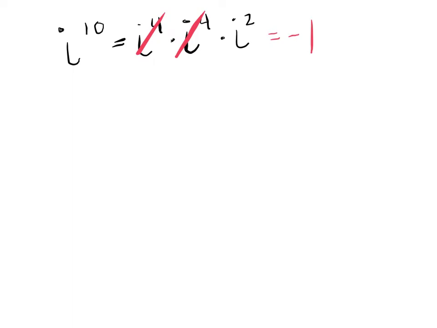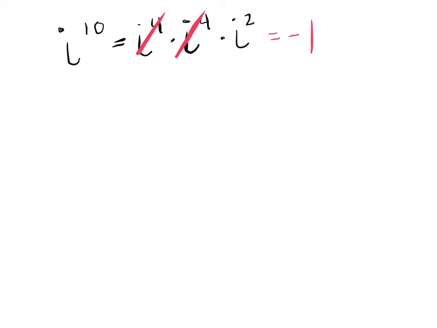So let's say we had i to the, let's start low, the 10th. We could write this as i to the fourth times i to the fourth times i squared. Well, we remember that i to the fourth and i to the fourth, those are both 1. So i to the 10th is the same as i squared. If you remember from our original pattern, i squared is -1. So i to the 10th equals -1.